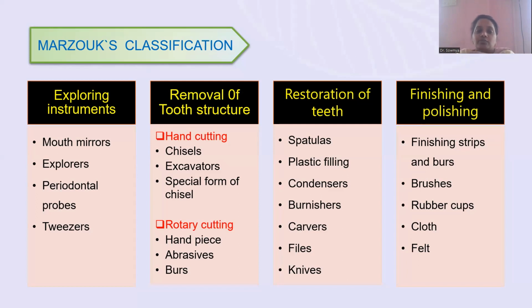First, the exploring instruments would include mouth mirror, explorers, periodontal probes, tweezers. Next, for removal of the tooth structure, there will be hand cutting instruments or rotary cutting instruments. Hand cutting instruments are chisels, excavators, special forms of chisels. The rotary cutting instruments would be handpieces, abrasives, and burs. For restoration of the teeth, the most commonly used instruments would include spatulas, plastic filling instruments, condensers, burnishers, carvers, files, knives. And for finishing and polishing, it would include finishing strips and burs, brushes, rubber cups, cloth, felt, etc.